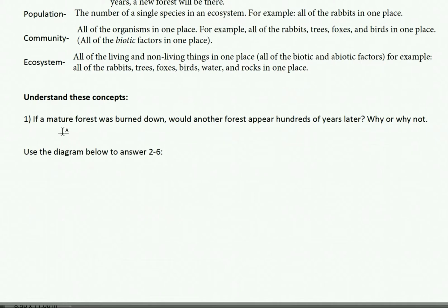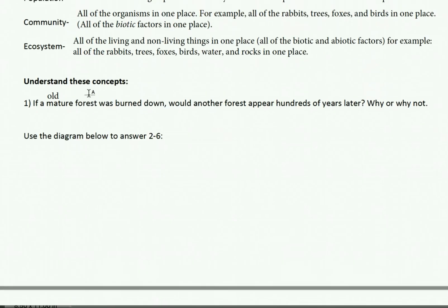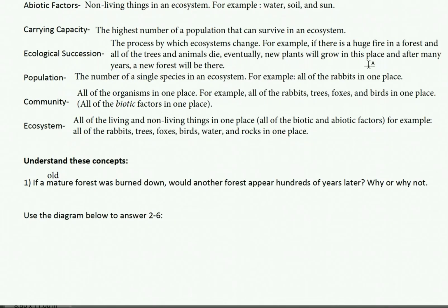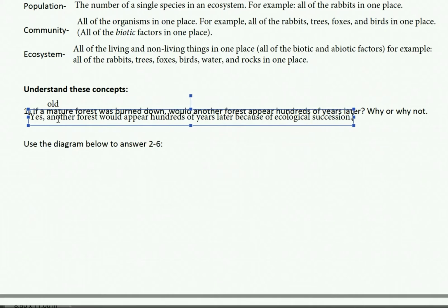Okay, great. So here we have to talk about some concepts that we need. If a mature or old forest were to burn down, would another forest appear hundreds of years later? Why or why not? So let's go back to our idea of ecological succession. Pause the video now to read that if you need. Okay, so the answer is yes. Another forest would appear hundreds of years later because of ecological succession. And that's your answer. That's all you need.